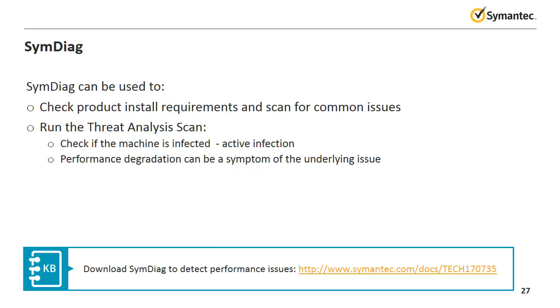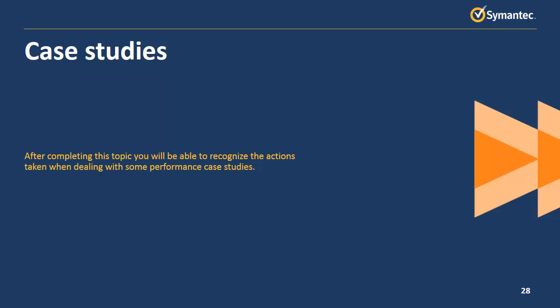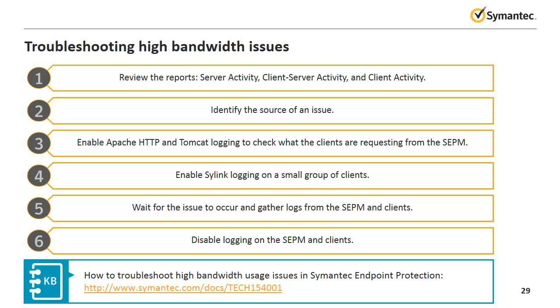The previous lessons showed how SymDiag can be used to run a health check on the system and to run a threat analysis scan to see if the machine is infected, but it can also be used to test product installation requirements. Remember that performance degradation can be a symptom of an underlying issue. In this final topic, we'll take a look at some case studies so that you can identify performance issues.